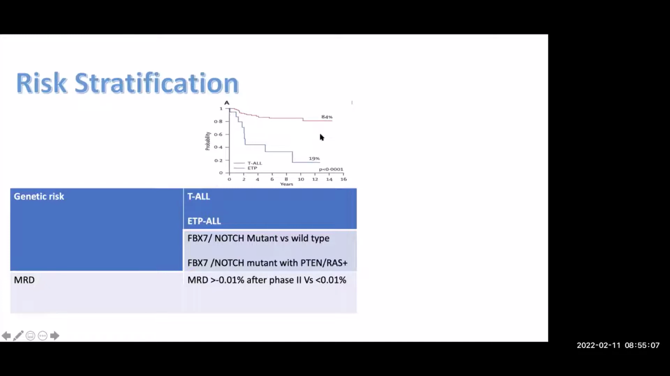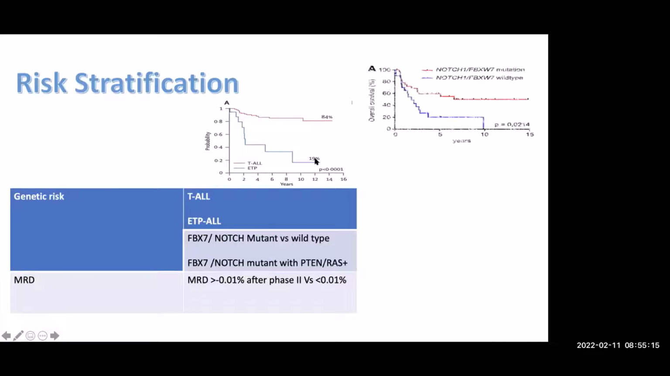As we can see in the study, the overall survival with T-ALL is 84% compared to ETP-ALL, which is only 19%. Another important marker is presence of Notch1 and FBXW7 mutations. Patients who had wild type Notch and FBXW7 have inferior outcomes compared to those with Notch1 and FBXW7 mutations. The presence of these mutations indicates that the T-ALL is arising from the cortical T cells. Indirectly, the presence of wild type Notch and FBXW7 indicates this arises from the ETP-ALL.